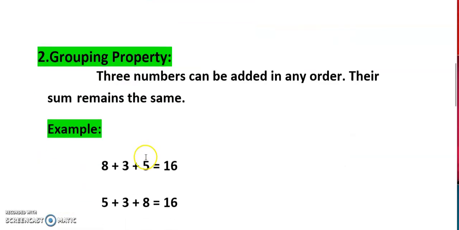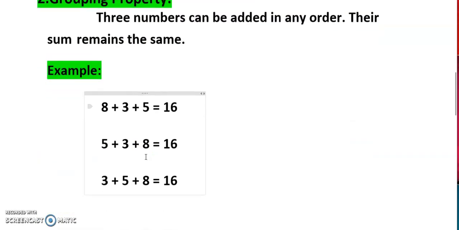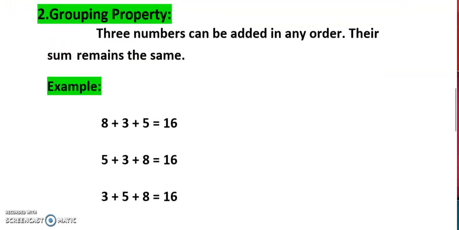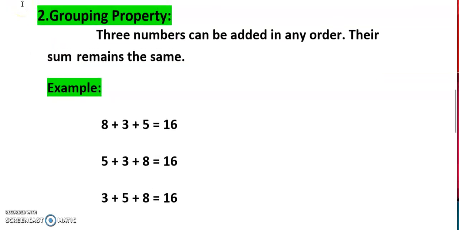Next property is grouping property. Three numbers can be added in any order. Their sum remains the same. So, order property means two numbers, but grouping property means three numbers. If you add three numbers, they can be added in any order. Order means first, second or third. If you interchange these numbers, you will get the same sum.